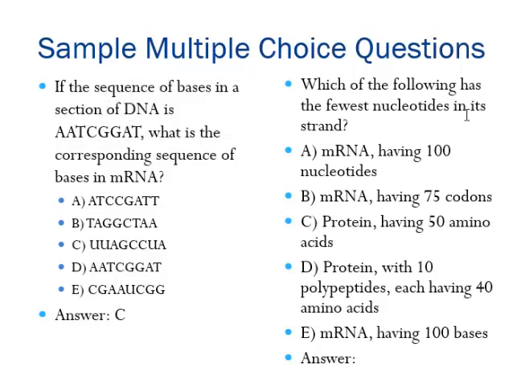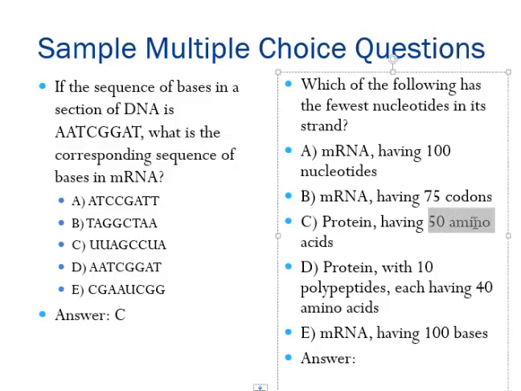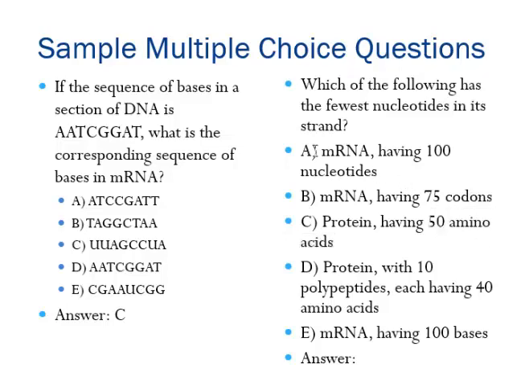Next one, which of the following has the fewest nucleotides? Okay, well, an mRNA strand having 100 nucleotides. mRNA having 75 codons. Now remember, a codon has 3 bases, and each nucleotide has 1 base. So something that has 75 codons would actually have 225 nucleotides, 225 bases. Protein having 50 amino acids. Now amino acids are programmed by 1 codon, so that would actually have 150 bases, 150 nucleotides, so that's more. So far the least is A.